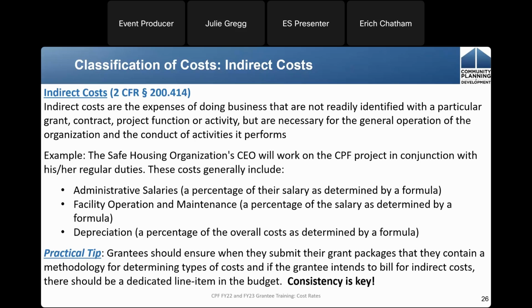The practical tip here, grantees should ensure when they submit their grant packages that they contain a methodology for determining types of cost. And if the grantee intends to bill for indirect cost, there should be a dedicated line item in the budget. Consistency is key. So want to really cover these indirect cost options. And so make sure that when you, for those of you that have not already executed and submitted your grant agreement package, that you take this into consideration and perhaps include this in your budget for line item details. We'll go through all of this again in more detail momentarily. Next slide, please.